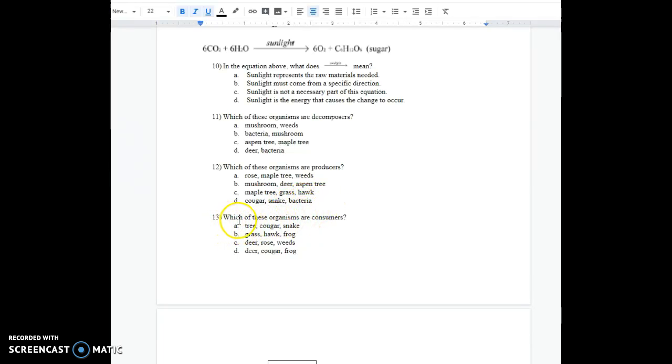Number 13. Which of these organisms are consumers? A. Tree, cougar, snake. B. Grass, hawk, frog. C. Deer, rose, weeds. Or D. Deer, cougar, frog.